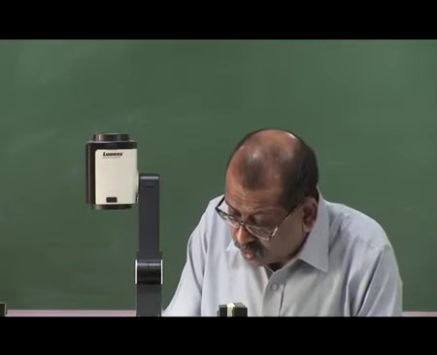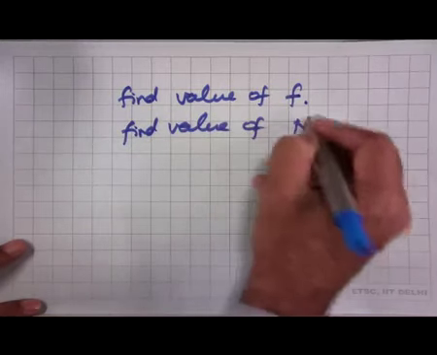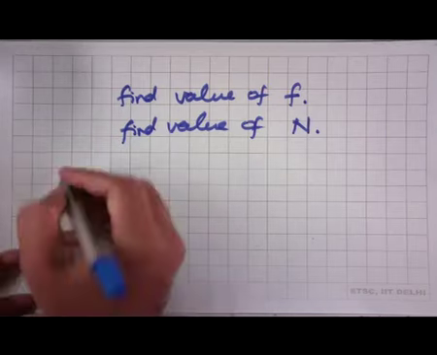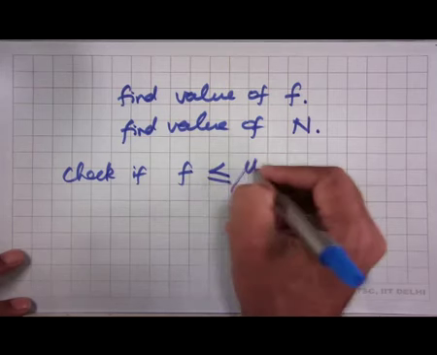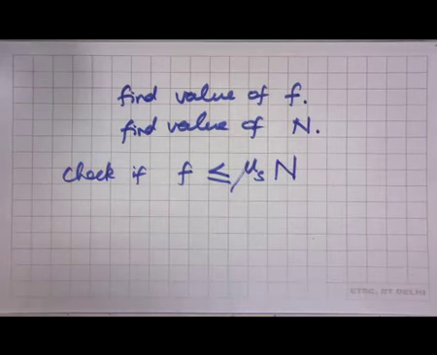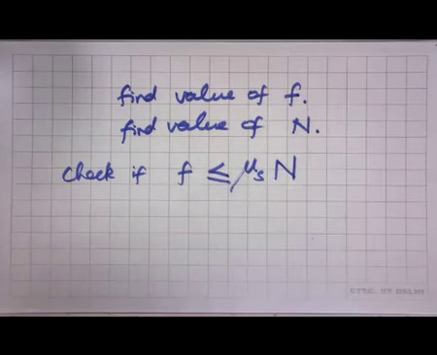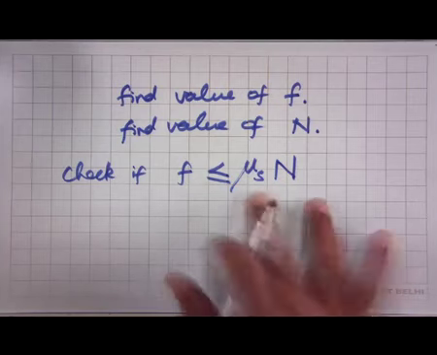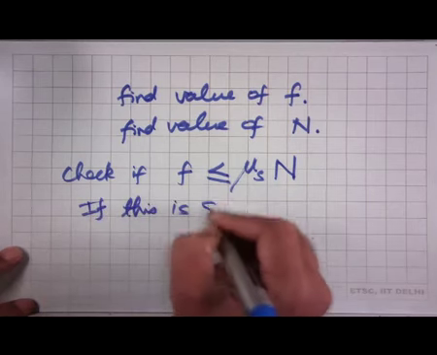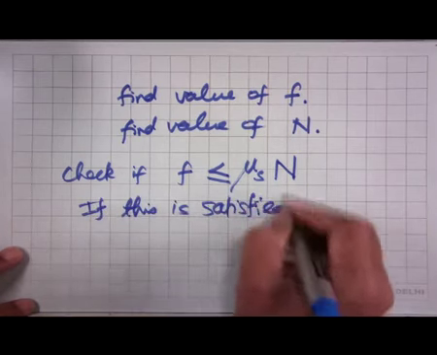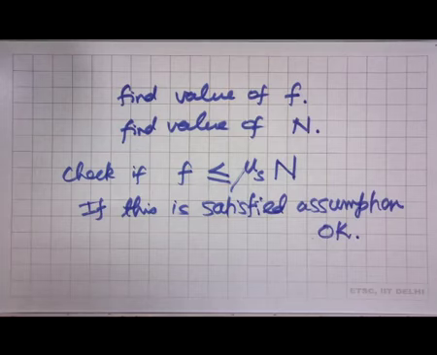Then we also will find the value of n, and then we check if f is less than or equal to mu s n or not. We have the value of f, we have the value of n, we will do this check. Mu s generally would be given to you. So, therefore, you check this. If this is satisfied, the assumption is okay and we have found the right solution.